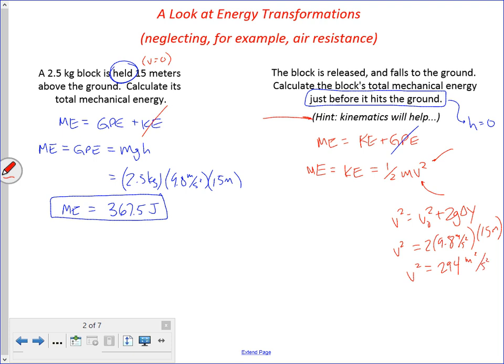So that means that mechanical energy is 1/2 times 2.5 kilograms times 294.